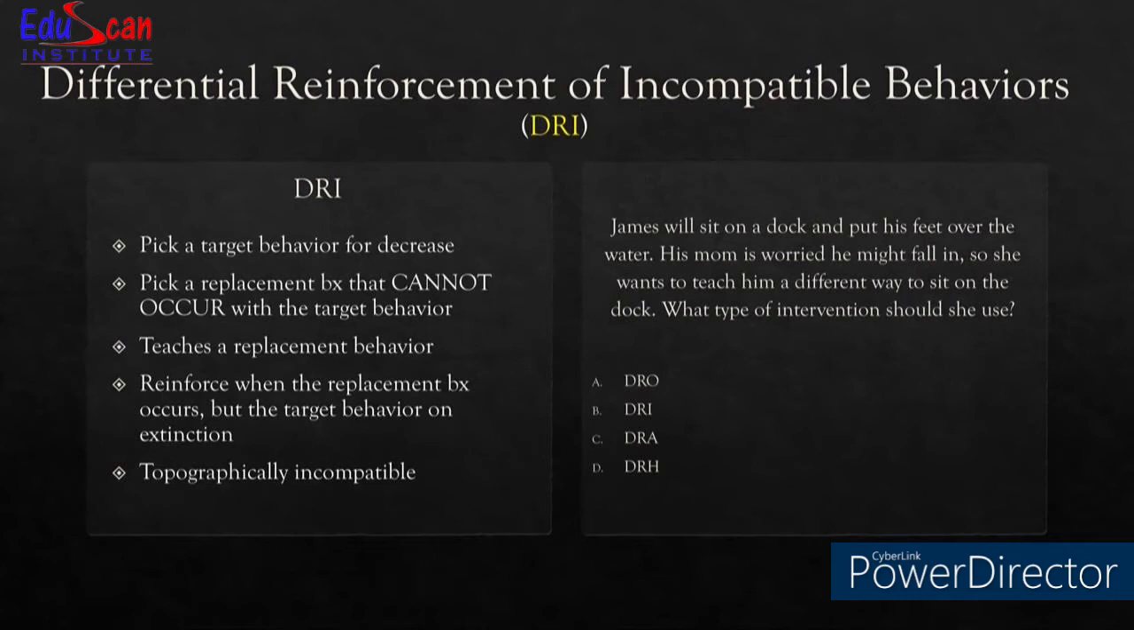What type of an intervention should she use? DRO, DRI, DRA, or DRH? Of course, it is DRI. Differential reinforcement of an incompatible behavior. Now, what could be an incompatible behavior to sitting on a dock by putting his feet over the water side?